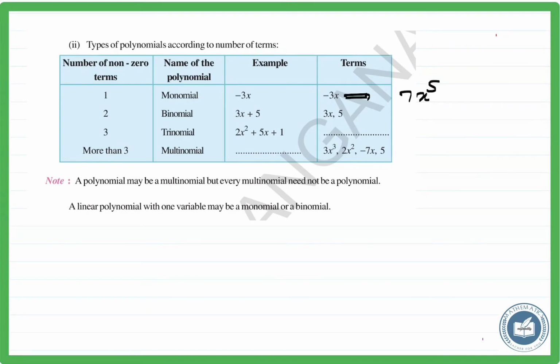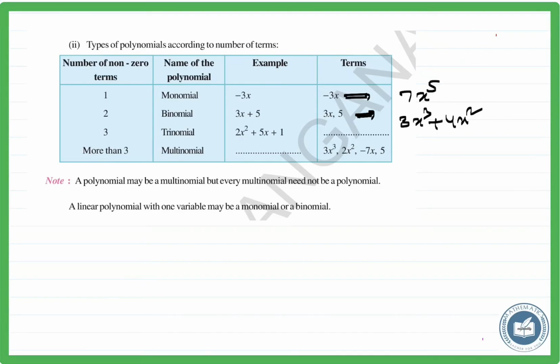Now the binomial. Take 3x plus 5, where only two terms are given. Actually this is a linear polynomial. But you can write one more example, 3x cube plus 4x square. These are the two terms in this, and this polynomial is also called a binomial.